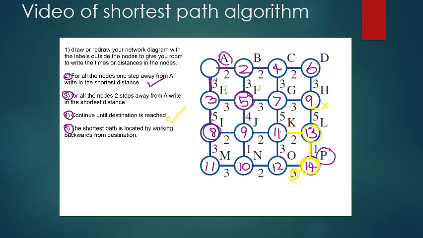So this path here, 11 minus 2 equals 9. 9 minus 4 equals 5. 5 minus 3 equals 2. And then 2 minus 2 equals 0, which gets us back to our starting point. So the shortest possible path, I've indicated in yellow, and the shortest distance is 14.